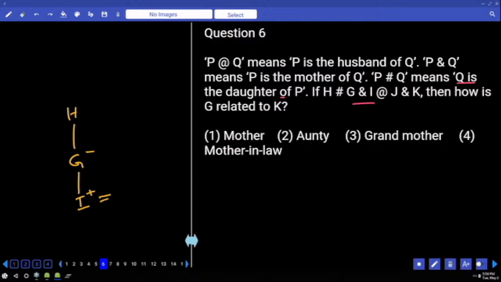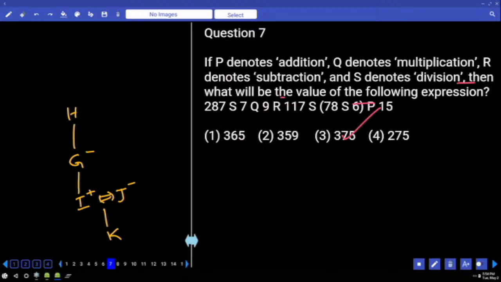I is the husband of J. I and J are a married couple. I is a male, J is a female. J and K, and J is the mother of K. Now this is the information we have. Then how is G related to K? K's father's mother, that is grandmother. Choice 3, question number 6.